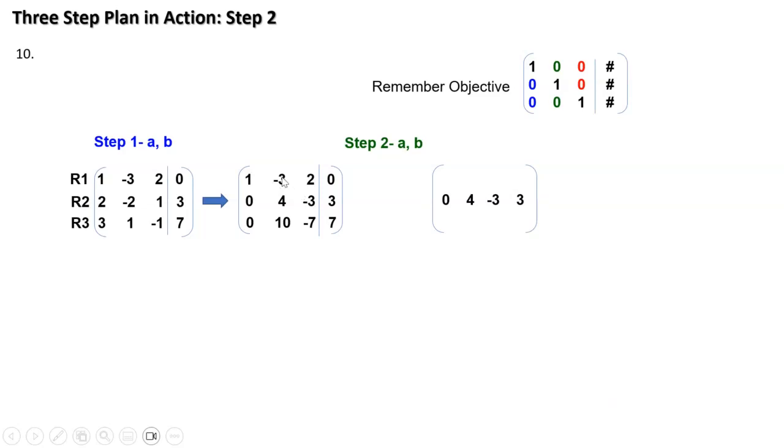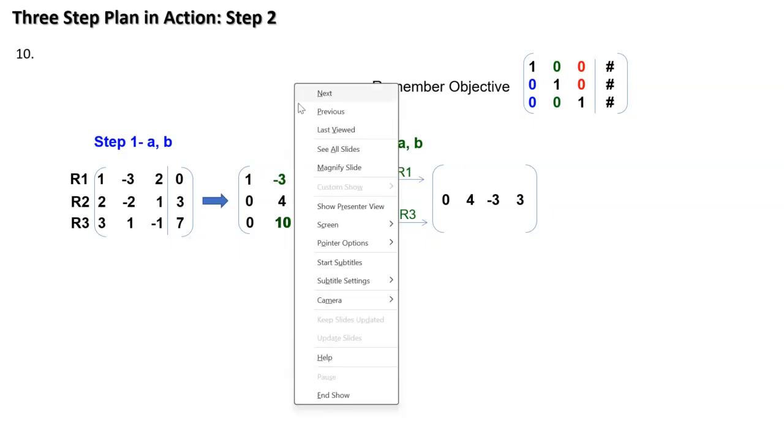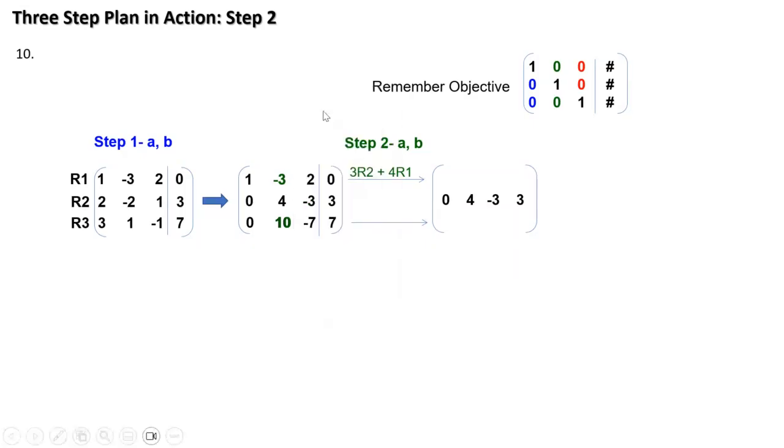So where the -3 is must be a 0. That means we're going to do something in row 1. And where the 10 is, it's going to be a 0. That's why I put it in green. So we're going to do something in row 3. So where do we get these numbers from? Okay. Let me go back.